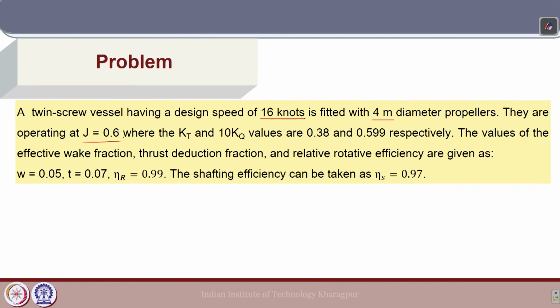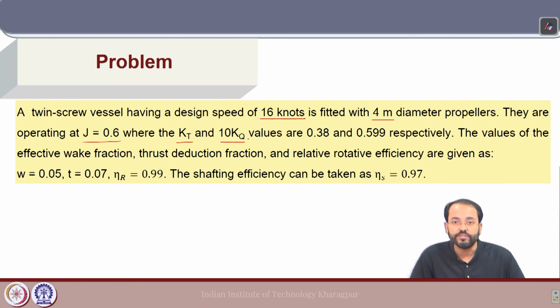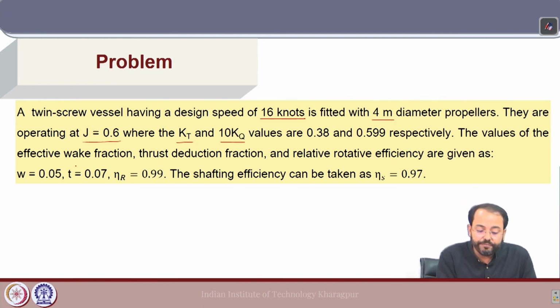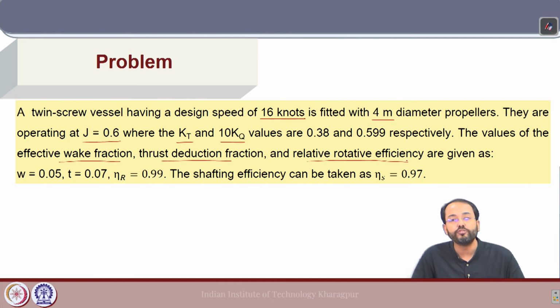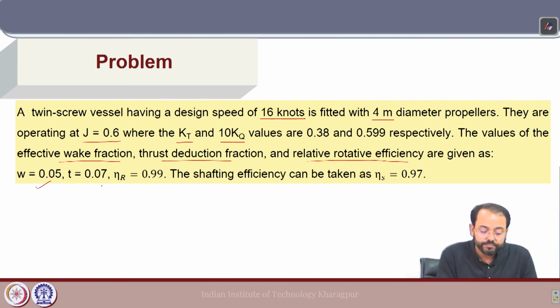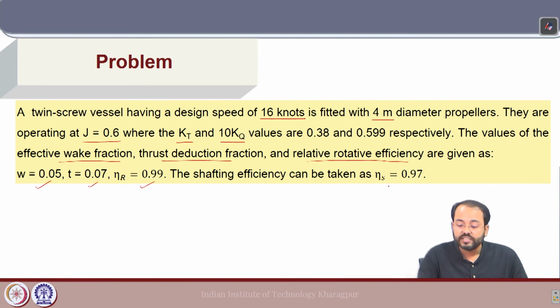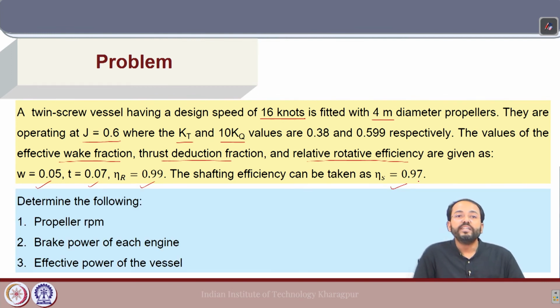The operation condition is given with respect to the advance coefficient, and the kT and 10 kq values are given for that specific value of J. So, effective wake fraction, thrust deduction fraction and relative rotative efficiency values are also given as inputs here. The shaft efficiency can be taken as 0.97, which is typically related to around 3% losses in the shafting. So, we have to determine the propeller RPM, the brake power of each engine and the effective power of the ship.